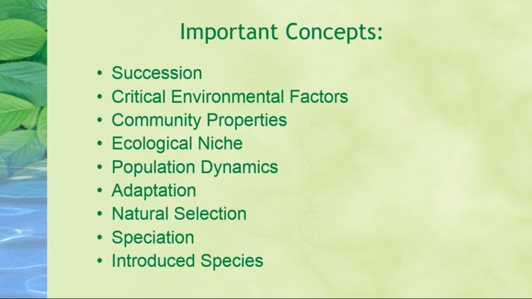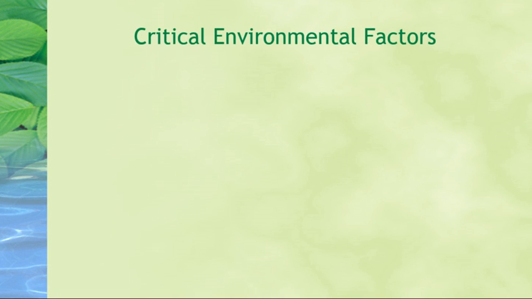Now, there are really important concepts that you need to know about ecosystems, and succession we've already talked about, right? But we need to understand, what is a critical environmental factor? What are the properties of a community? What does niche mean? And we've talked about population ecology, so we've got that down. Adaptation, natural selection, how adaptation and natural selection lead to evolution. Speciation, right, which is the development of new species, and then of course introduced species, and the last four things on there are basically their own days.